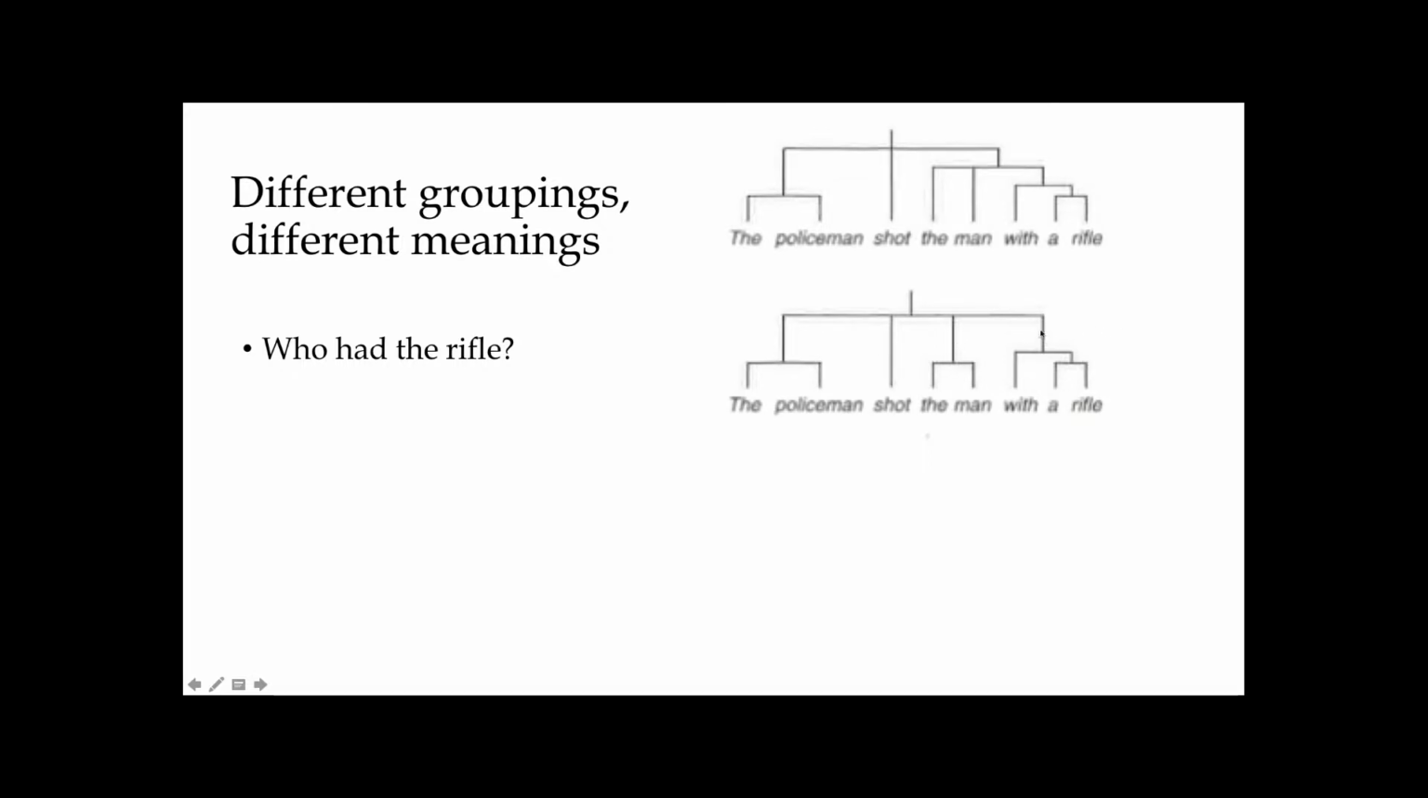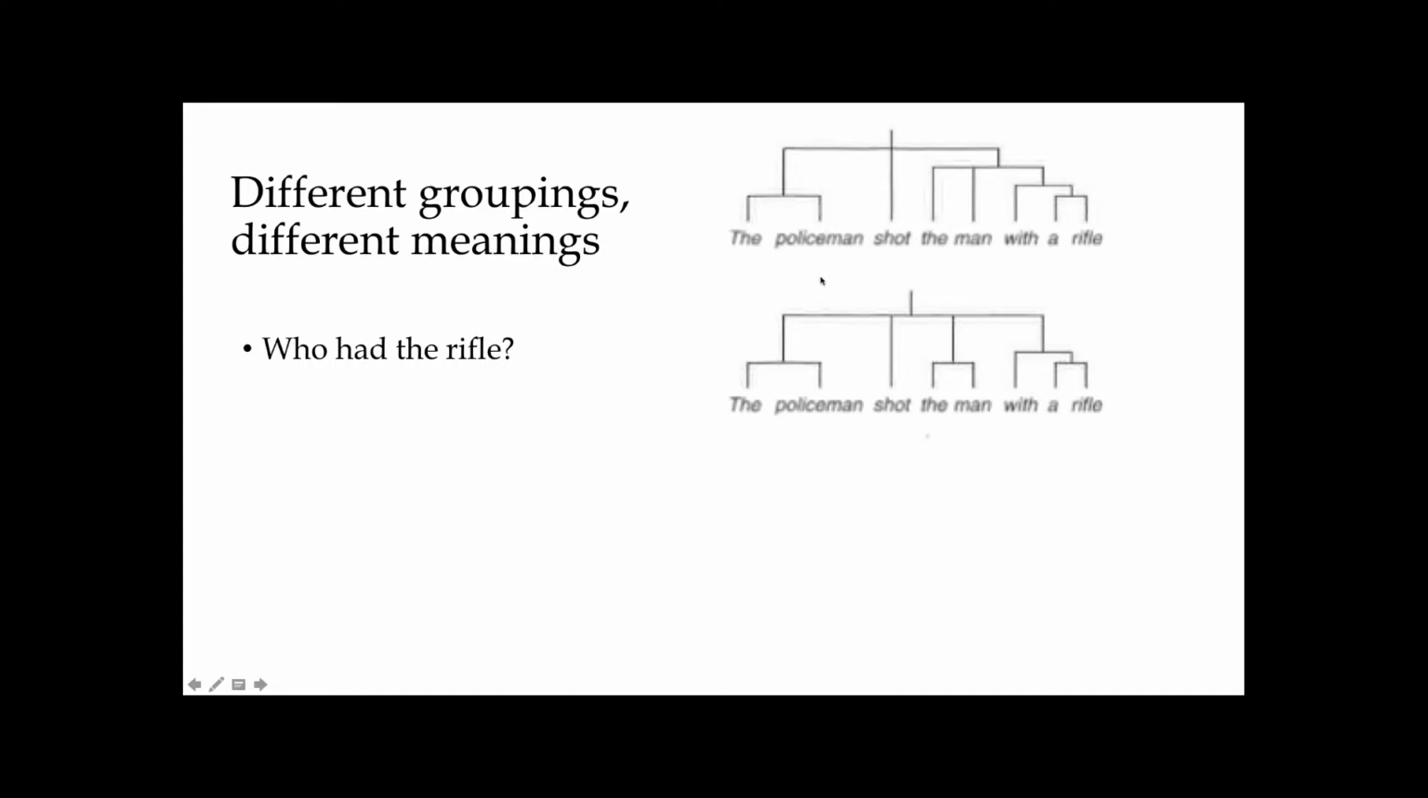And how did they shoot the man? They shot the man with a rifle. So with a rifle is hanging out over here. It's not an integral part of the man. In this case, it's actually the policeman used the rifle in order to shoot the man. So there's actually different groupings here, the same linear order, but there has to be different groupings.